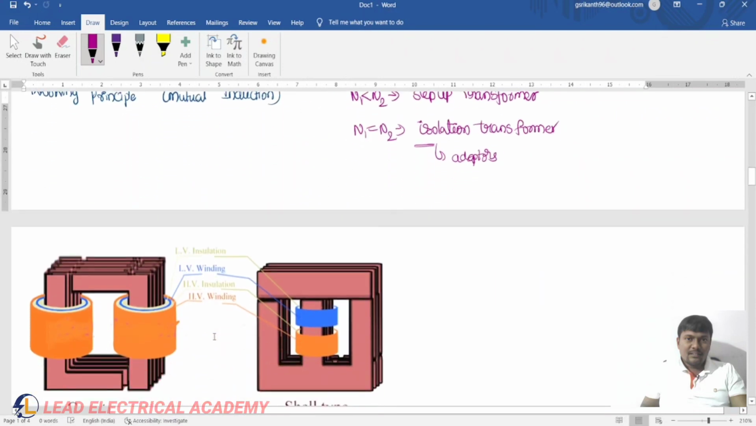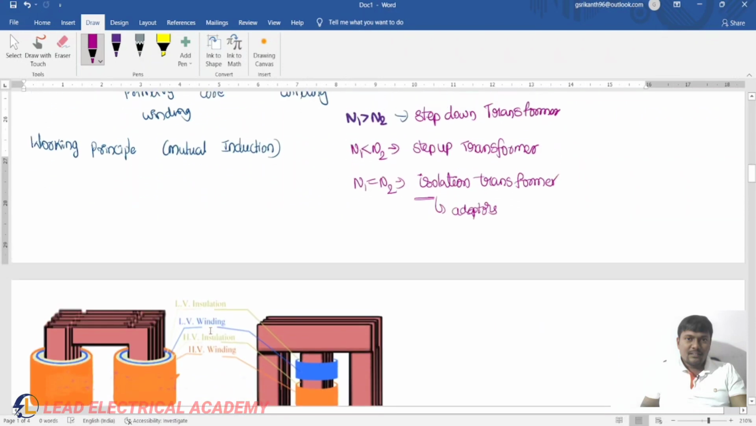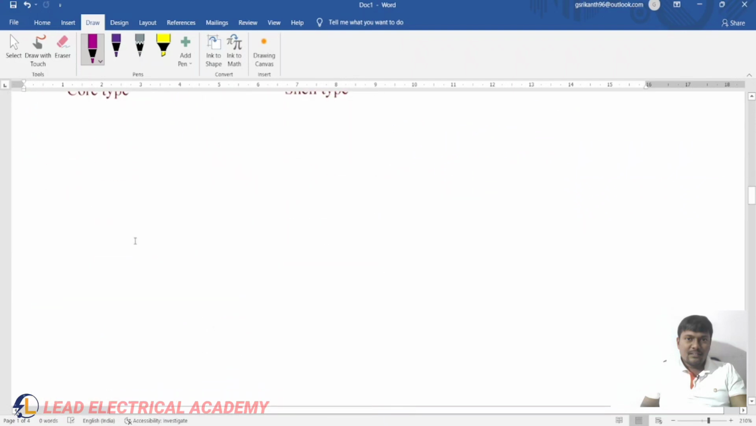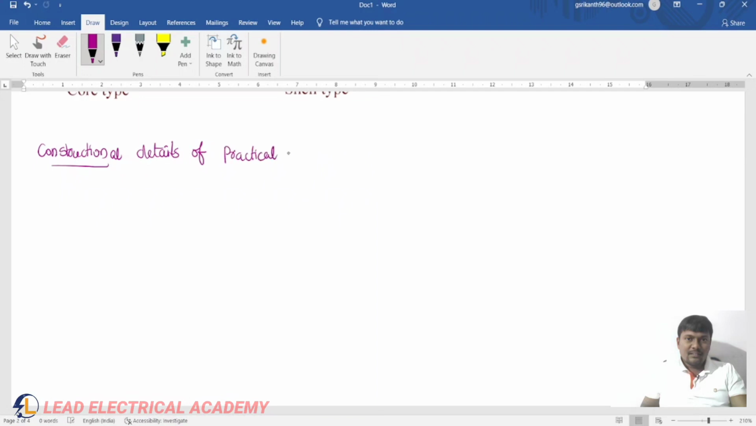Okay, and next, the most important part is the constructional details of a practical transformer. This we will discuss in the next video.